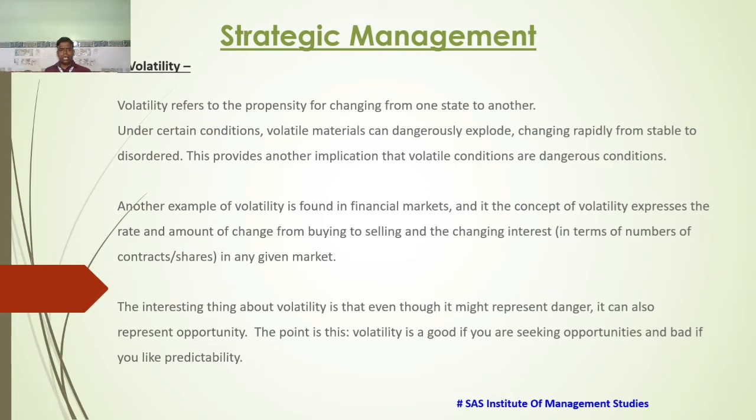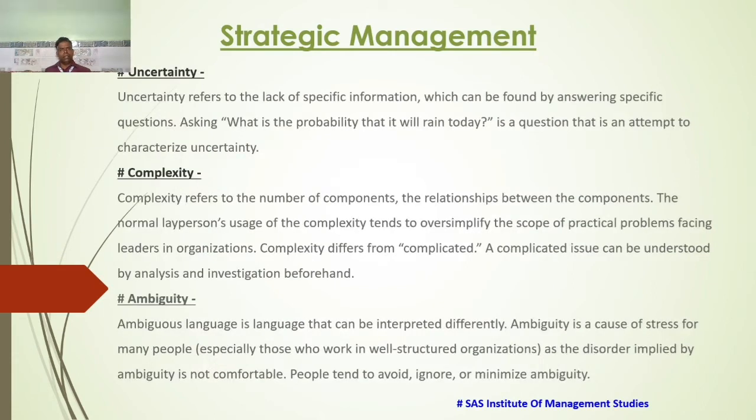The interesting thing about volatility is that even though it might represent danger, it can also represent opportunity. The point is this: volatility is good if you are seeking opportunities and bad if you like predictability. So this was about volatility. Now the uncertainty. Uncertainty refers to the lack of specific information which can be found by answering specific questions. Asking what is the probability that it will rain today is a question that is an attempt to characterize uncertainty.